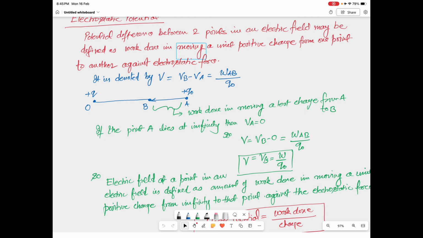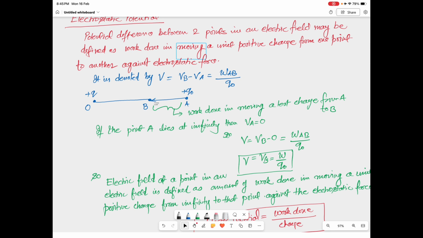Whatever is written, I can see here, if you see, there is a plus charge Q which is placed at a point P, and there is a charge plus Q naught. I am moving a charge Q naught from point A to point B and trying to bring it near to this. As you know from Coulomb's law, since these are two positive charges, there will definitely be a repulsive force which will act against the movement of the plus charge Q.